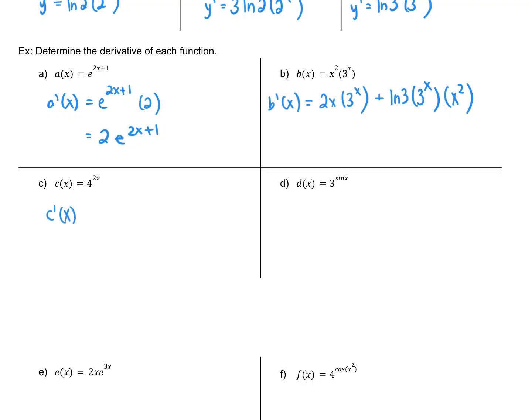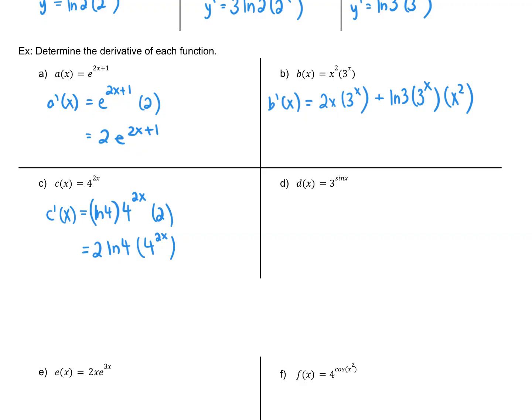For the next one, 4 to the power of 2x, we have a little chain rule here. So c prime of x is going to be, first we're dealing with the outside function, which is that we have 4 to the power of something. So ln of the base, so ln 4, times 4 to the power of whatever it is. And now to acknowledge that inside function, I'm going to multiply by the derivative of that exponent, which is 2. And just to clean up, I'm going to put the 2 and the ln 4 together. So that's like the coefficient, and then times 4 to the power of 2x.